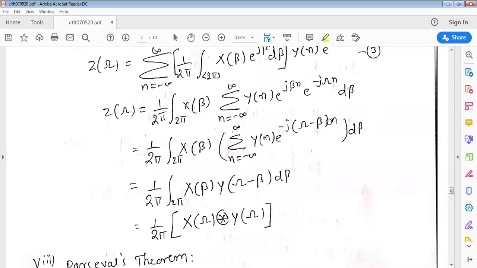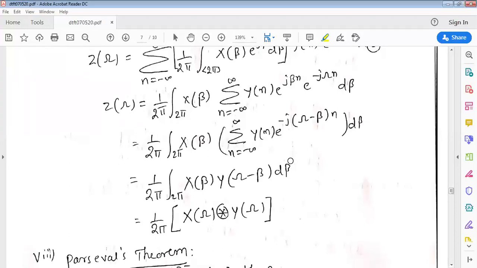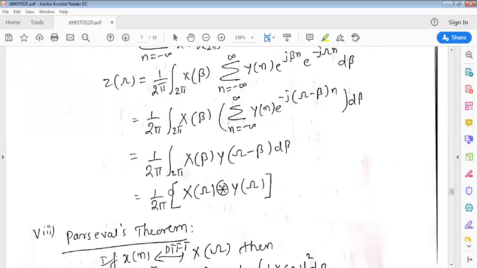What is y of n into e power minus j omega n? Y of omega. But what is y of n into e power minus j into omega minus beta into n? Y of omega minus beta. So instead of y of omega, I have y of omega minus beta d beta. So this is equal to 1 by 2 pi, and this is nothing but x of beta into y of omega minus beta. That is like x of k into y of n minus k.